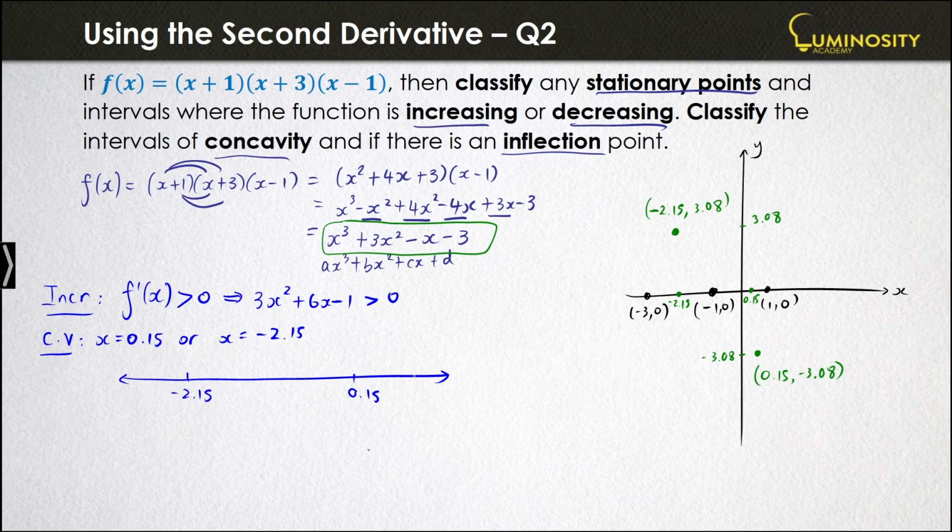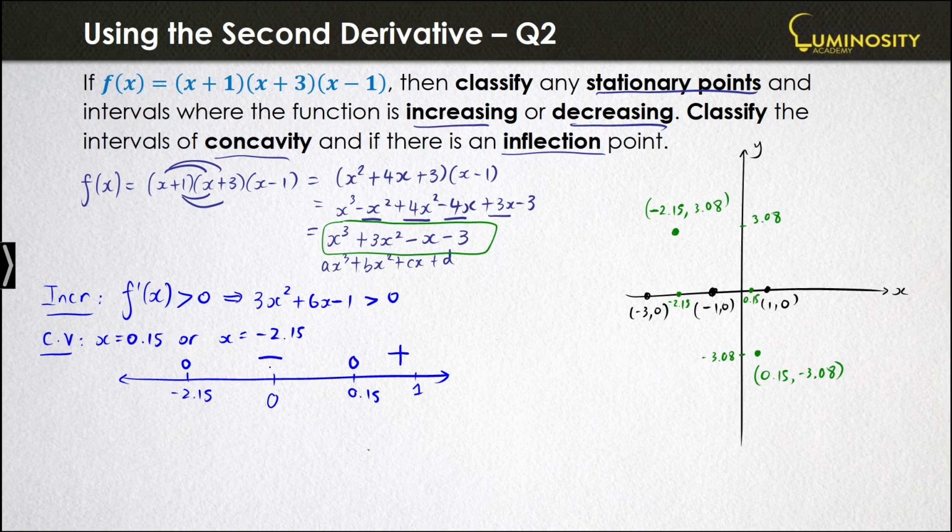So I'm going to take a number bigger than 0.15. So I'm just going to take 1. If I plug that in, 1 squared is 1, times 3 is 3, plus 6, so that's 9, minus 1 is 8. So it's positive in that region, and open dots at your critical values because you're not including them. It's strictly greater than 0. Then if I take a value in between these values, so 0 is between these two numbers. So again, if I put 0 here, I'm going to end up with negative 1, so it's a negative sign.